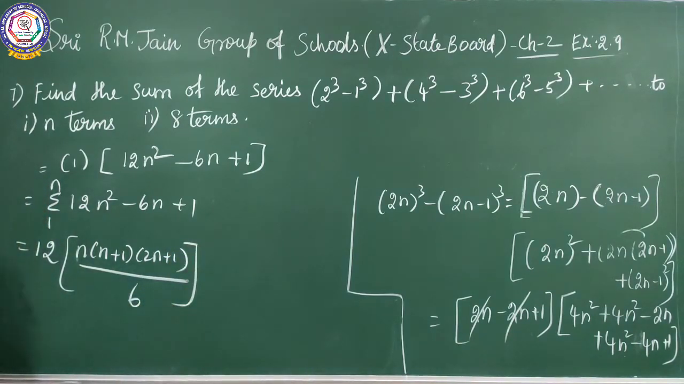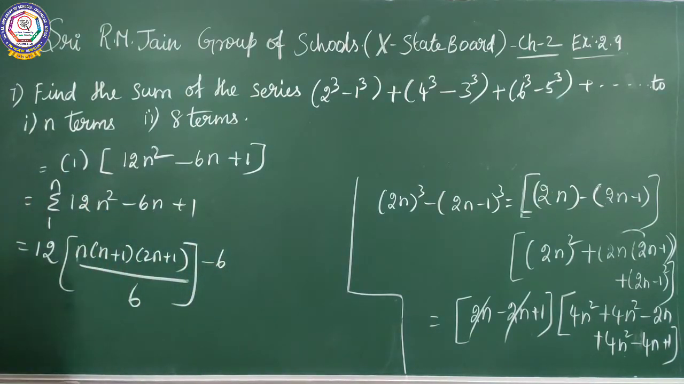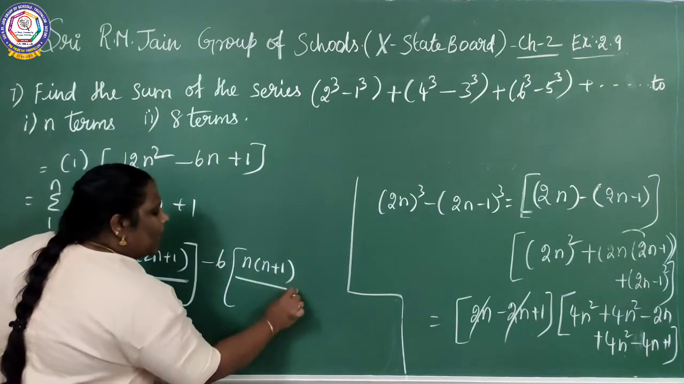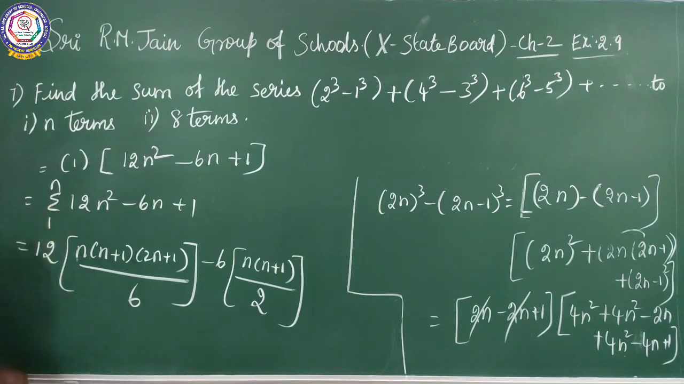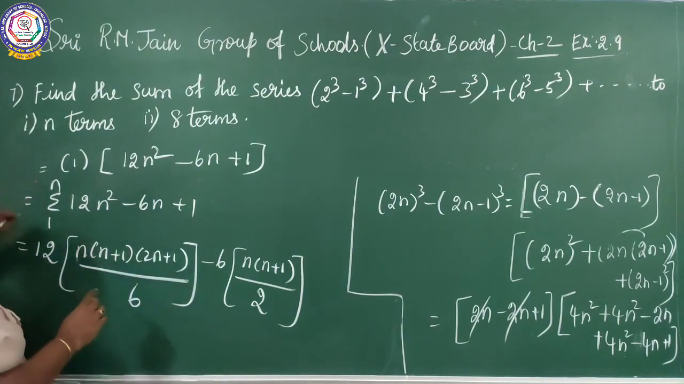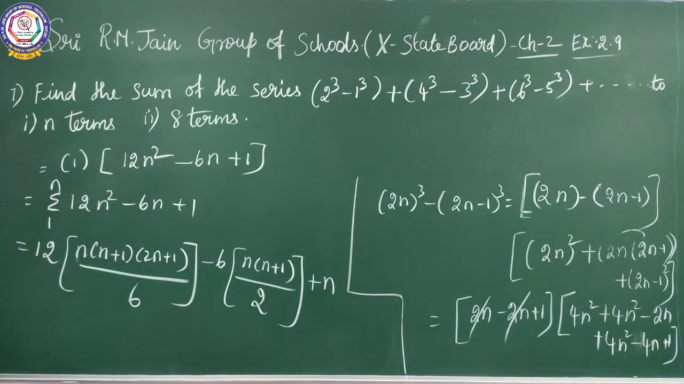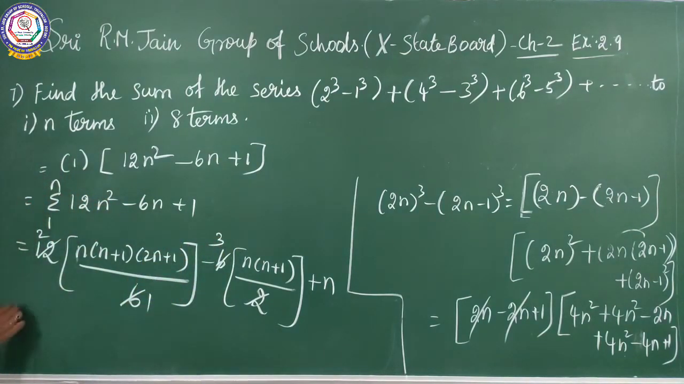Minus 6 into the sum of the natural numbers. What is the formula? n into n plus 1 by 2. 1 to n, so it means n. So 12 sixes are 6 twos are 12. The same way 3. So what is the value? 2 into n square plus n into 2n plus 1 minus 3 into n square plus n plus n.